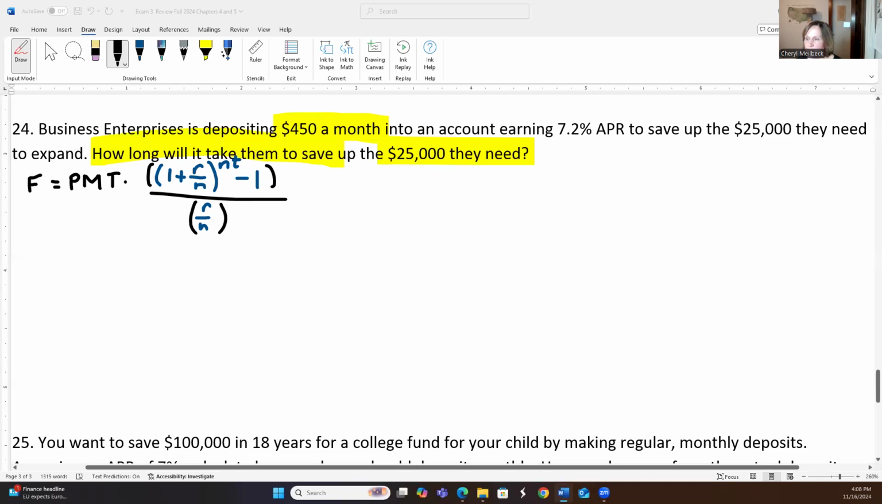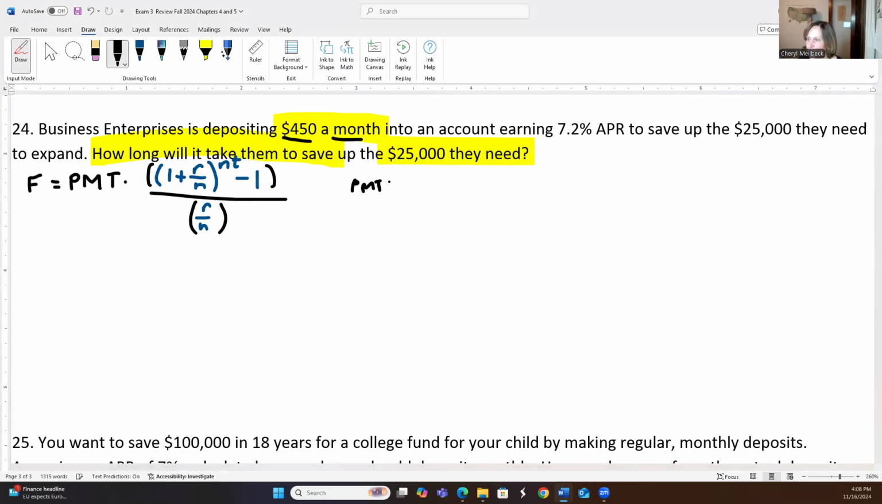So there's our formula. Let's identify the different parts we have here. It says they're putting $450 a month. So that's your payment. And into an account earning 7.2% APR. So that's your R, and we change it to a decimal, 0.072. To save up to the 25,000 they need, that'll be the future value. How long will it take them? So when it says how long will it take them, we're looking for T. Let's plug those into our formula and see what we can do.